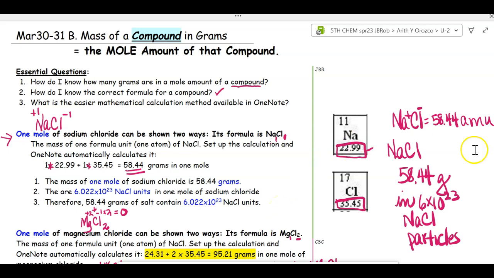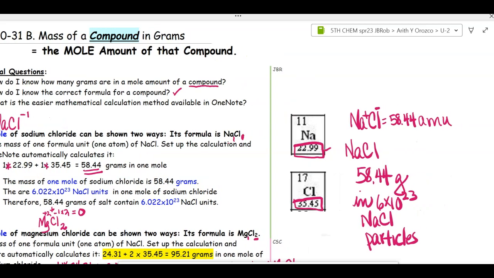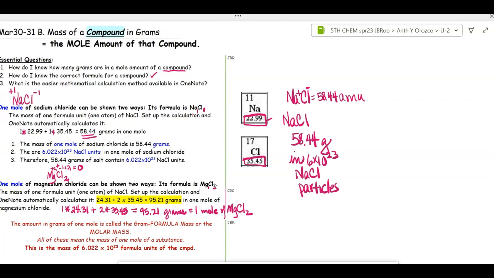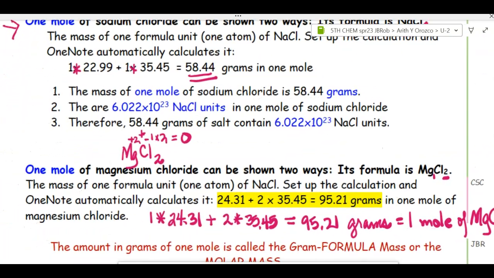All right, and so over here I showed you what I was doing. NaCl is made up of a sodium and a chlorine ion, and an electron is transferred from one to the other. All right, and 58.44 grams is the amount of salt, and that amount of salt has 6 times 10 to the 23rd salt particles in it.